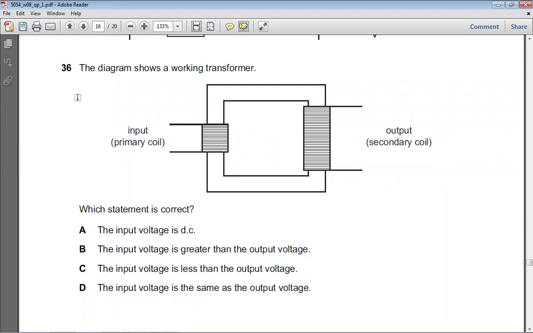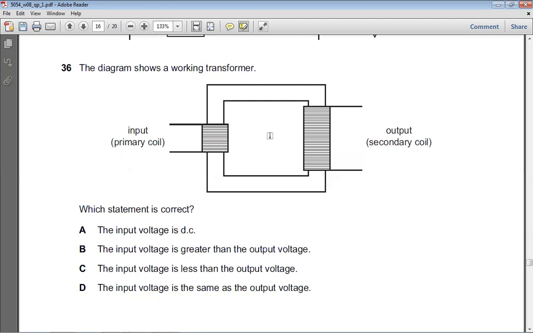The diagram shows a working transformer. Here you can see we have the primary coil, here you have the secondary coil. The number of turns in the primary coil is less. The number of turns in the secondary coil appears to be more. So it's a step up transformer. It will increase the voltage, but it will reduce the current.